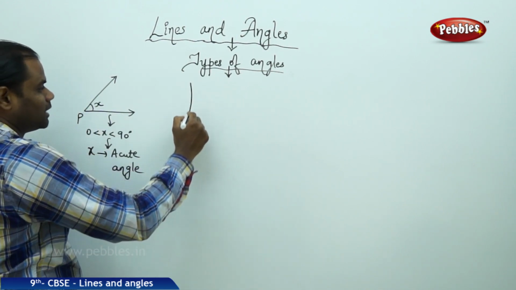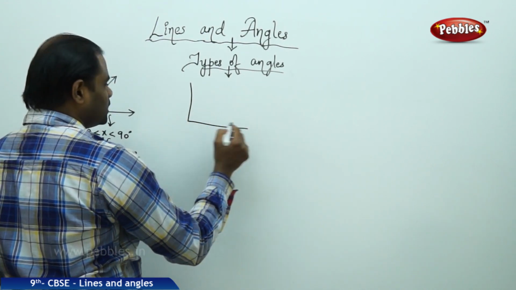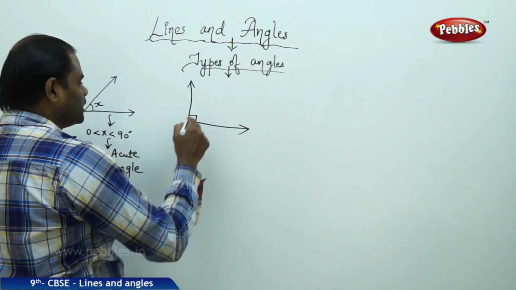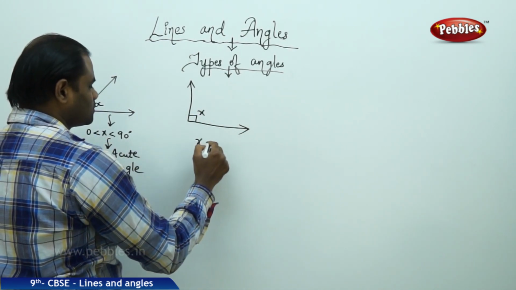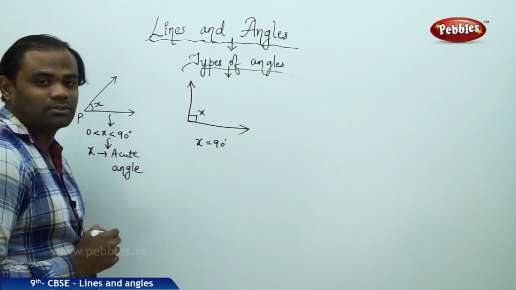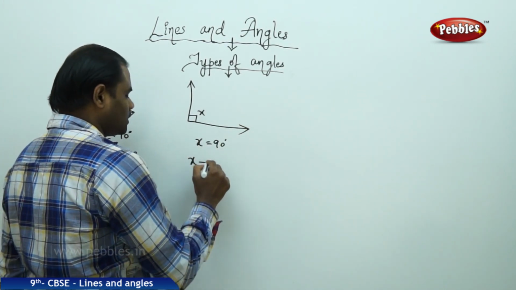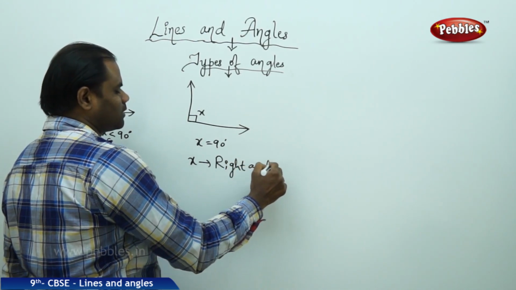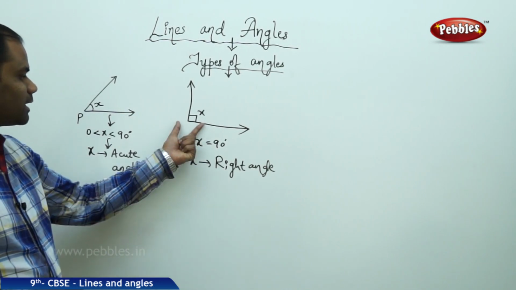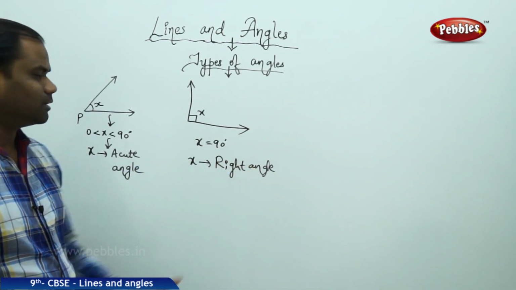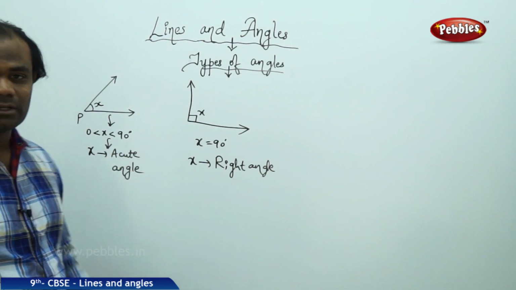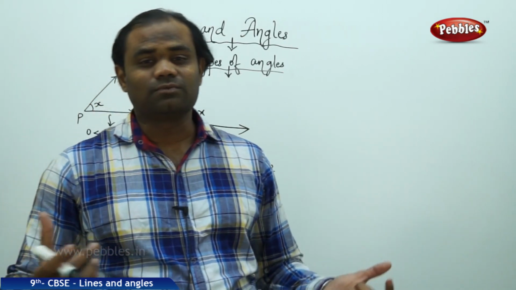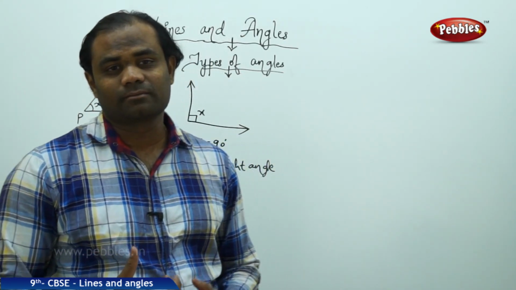Secondly, if I take a line which is exactly perpendicular to the other line, so ray 1 and ray 2 are perpendicular, then x equals 90, and x is called a right angle. If the angle is 90, that angle is called a right angle. If the angle is less than 90, it is called an acute angle, and if the angle is greater than 90, is what we are going to discuss further.